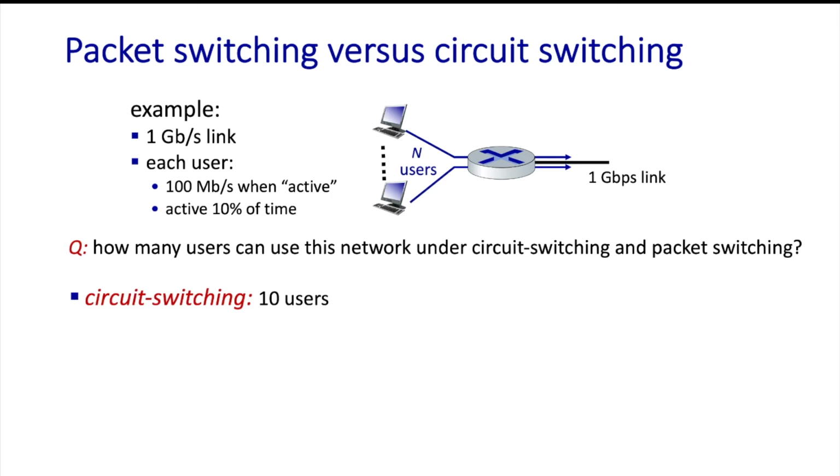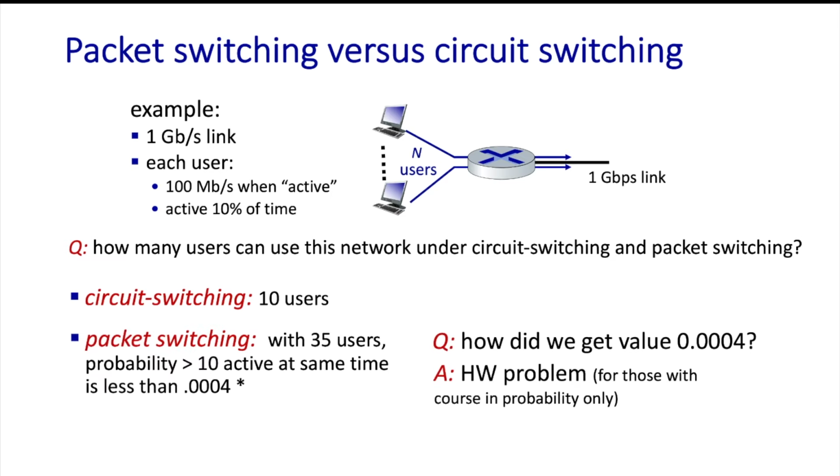Now let's take a look at packet switching. Remember, each user needs 100 megabits per second, so we can support 10 packet switched users, just like we can support 10 circuit switch users, no problem. But remember, each user is only busy 10% of the time. What happens if we allow all 35 users into the system? What's the probability that more than 10 of these are active at a given time? With more than 10 active users, that's the only time queues are going to form and grow.